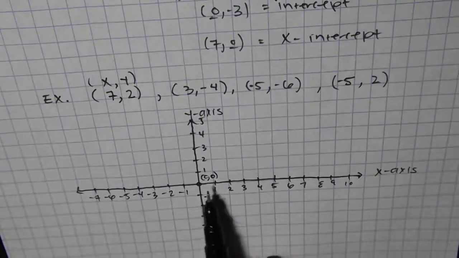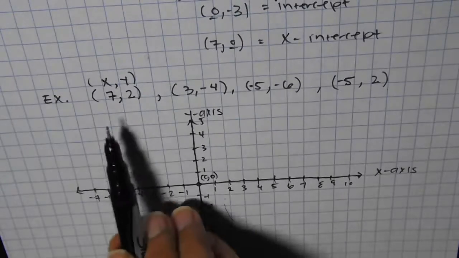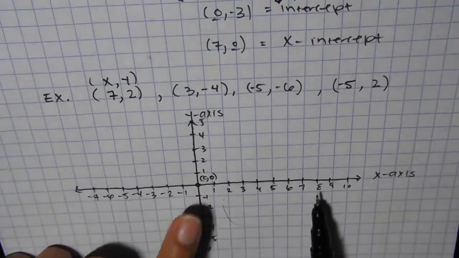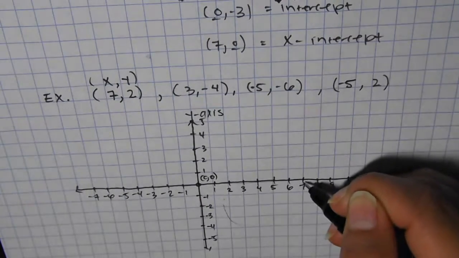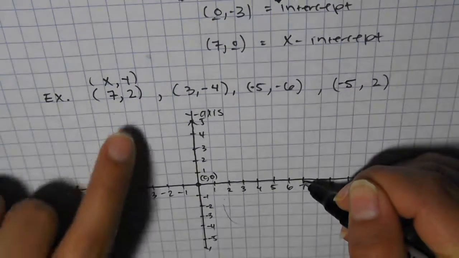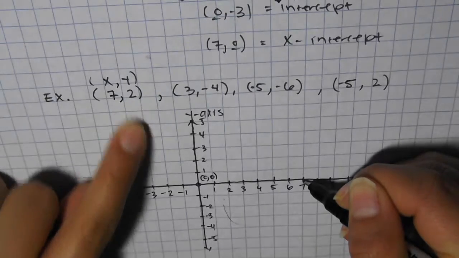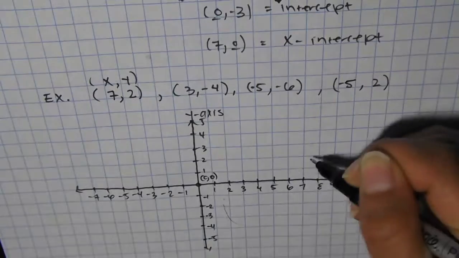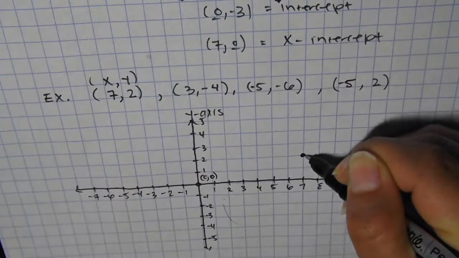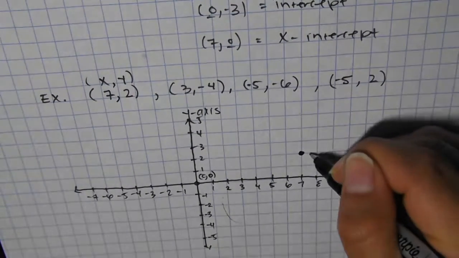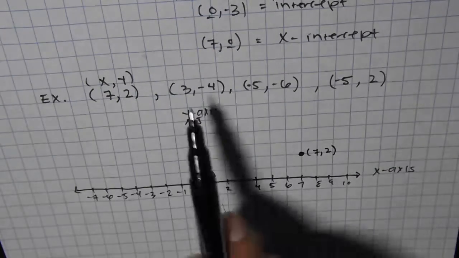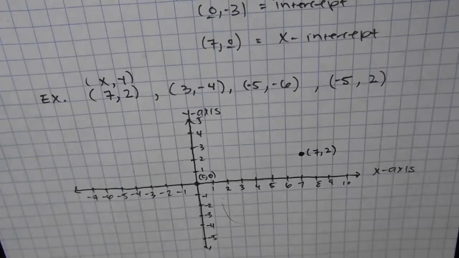First I'm going to start with my x, because that's the first number I'm given. We're going to go to the right 7 times, because our x is positive. Here it is, 7. Now our y value is positive 2, so we're going to go up 2 values. Here's 1 and here's 2, and now I'm going to put a dot on that point and label it 7, 2.